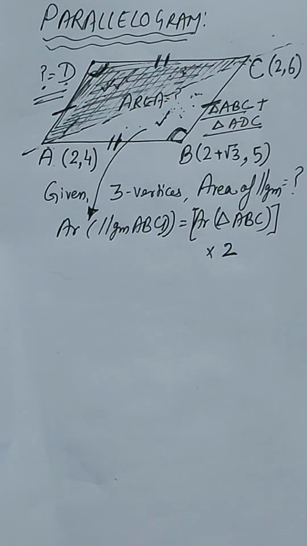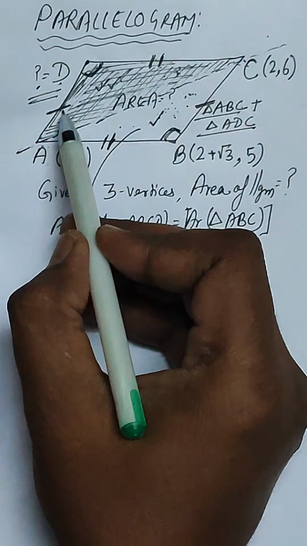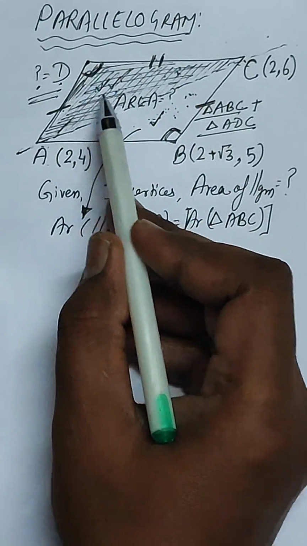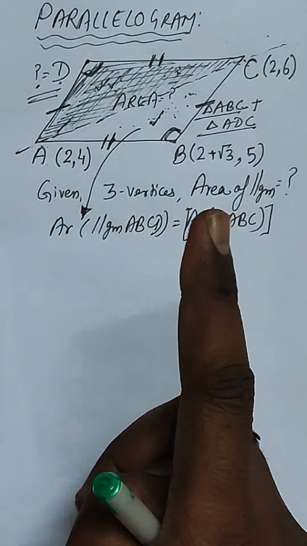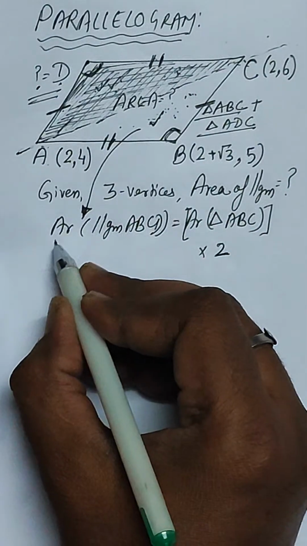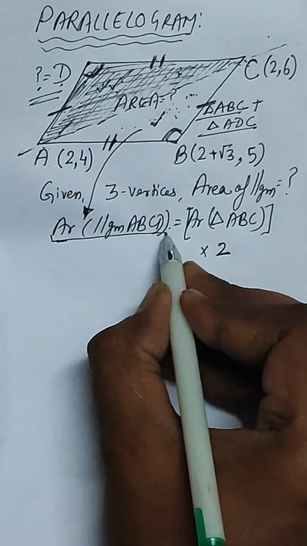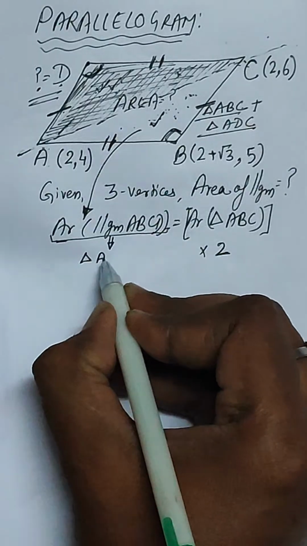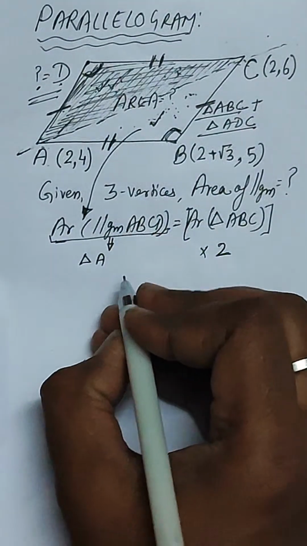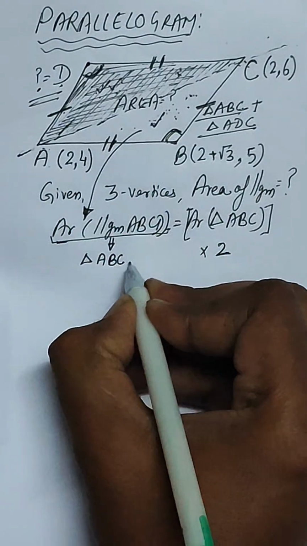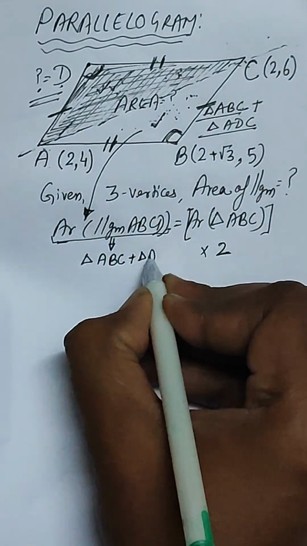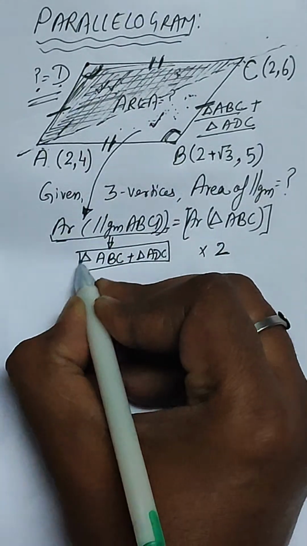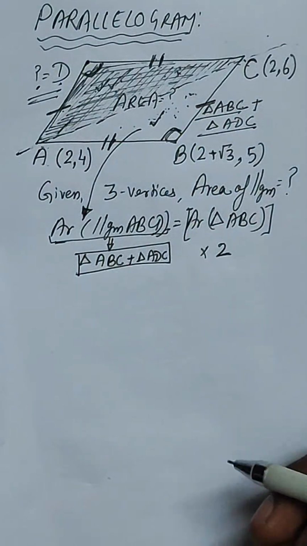I'm not going to prove that in detail, but I explained how, by side angle side, the areas of the shaded triangle and the white triangle can be proved equal. That's why we can write the area of the parallelogram ABCD, because this parallelogram consists of two triangles, triangle ABC and triangle ADC. If these two triangles are added, we get this parallelogram, my dear friends.